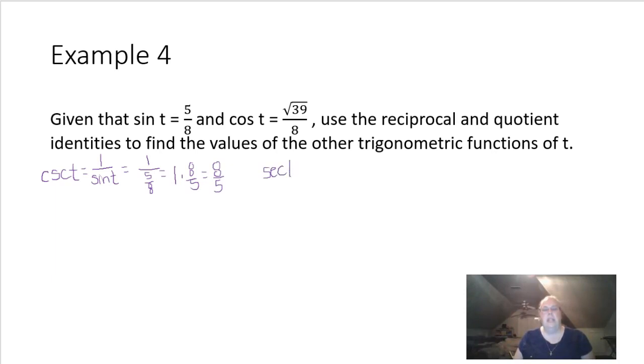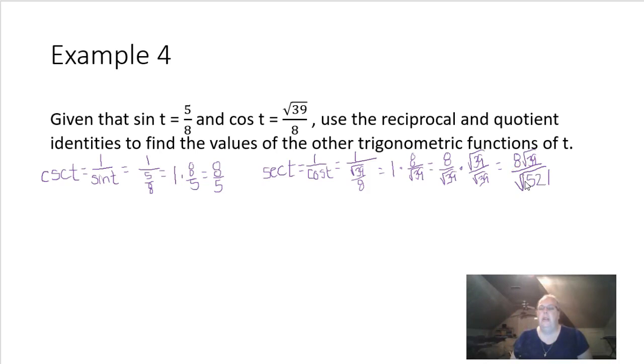The secant of t, its reciprocal definition is 1 over the cosine of t, which in this case will be 1 over the square root of 39 over 8. This turns into 1 times 8 over the square root of 39. This is going to give us 8 over the square root of 39, but we can't have a radical in the denominator, so let's rationalize. We'll multiply by square root of 39 over the square root of 39. This gives us 8 times the square root of 39 over the square root of 1,521, but we know the square root of that is 39. So the secant's going to be 8 times the square root of 39 over 39.